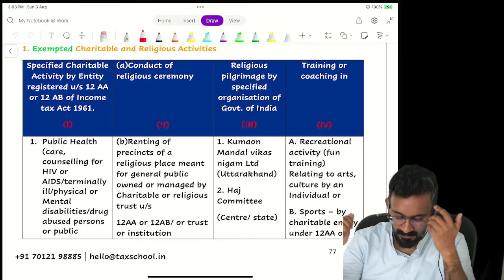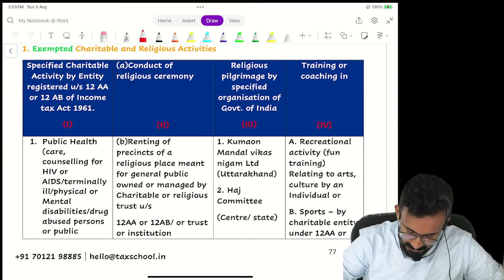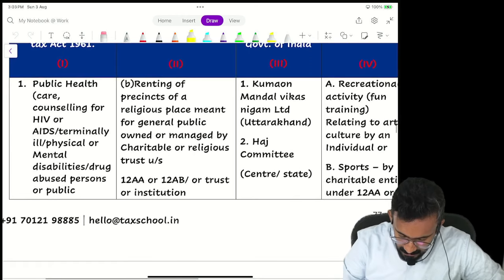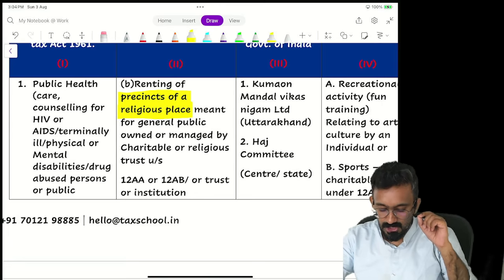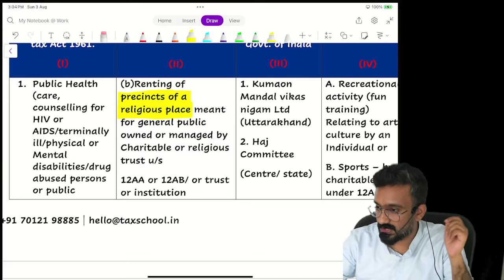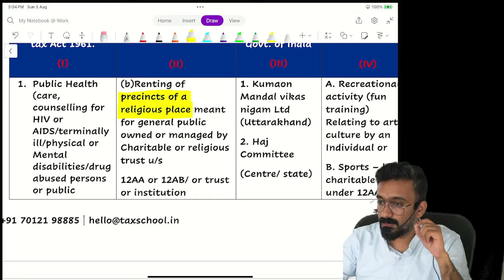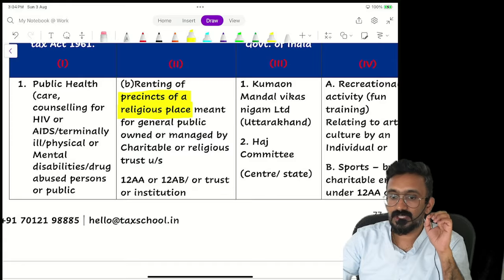Next is renting of precincts. Now there is some interpretation that is required here. Renting of precincts of a religious place meant for general public, owned or managed by a charitable or religious trust. What is the meaning of precincts of a religious place?